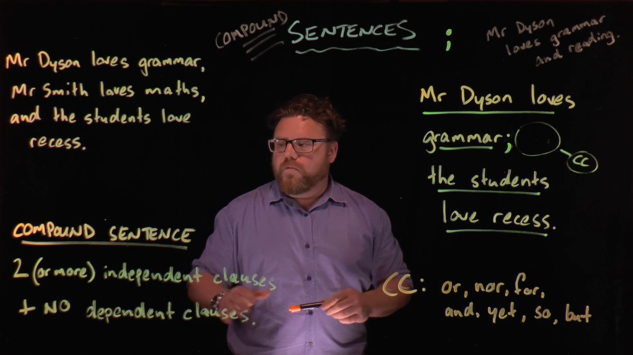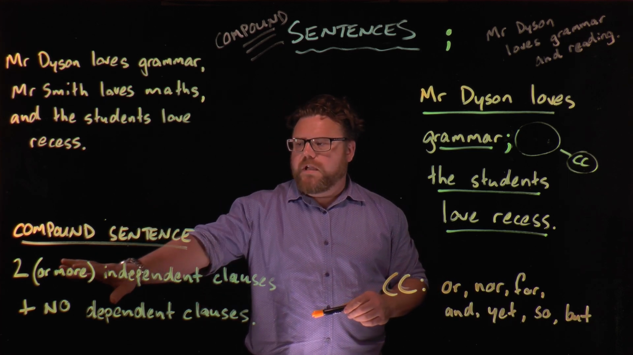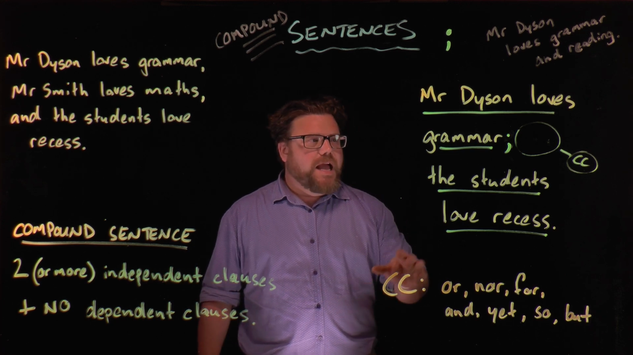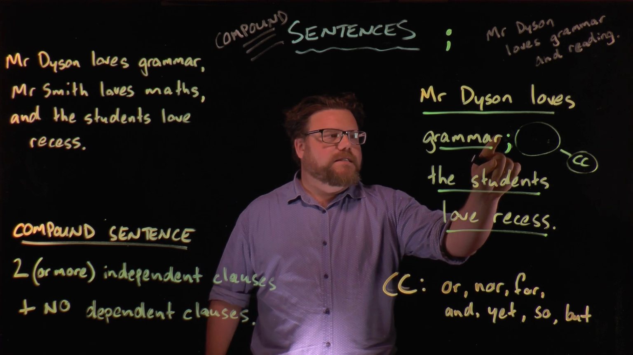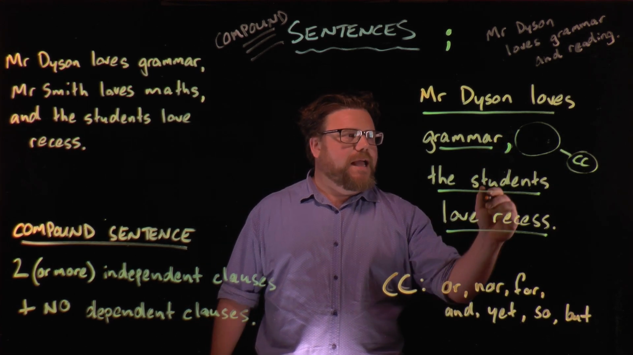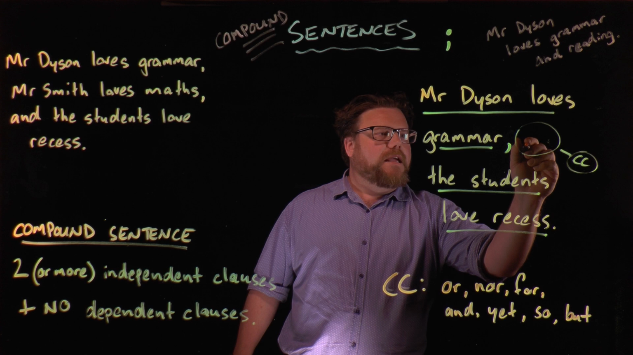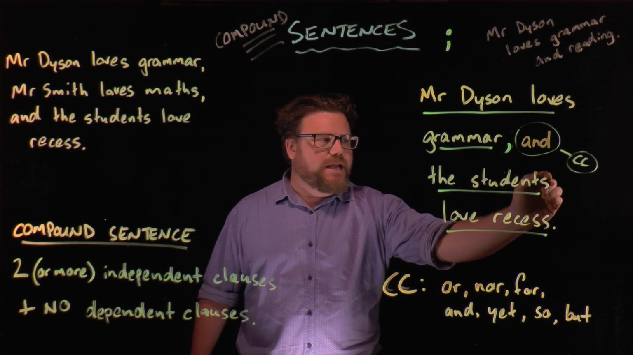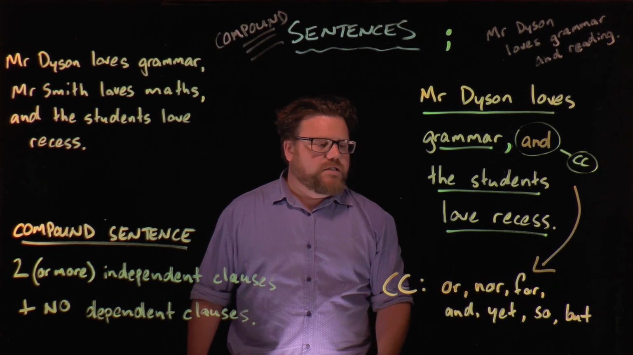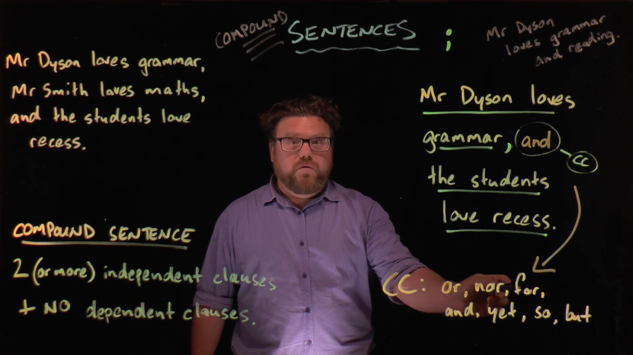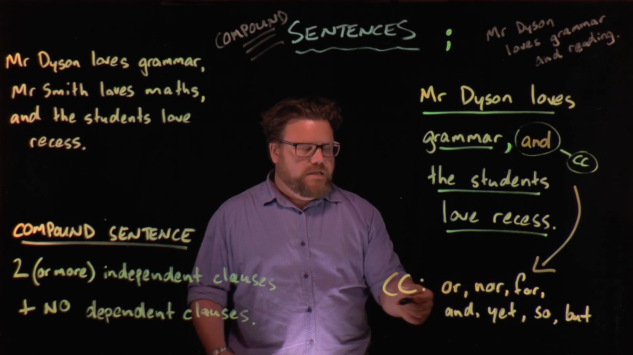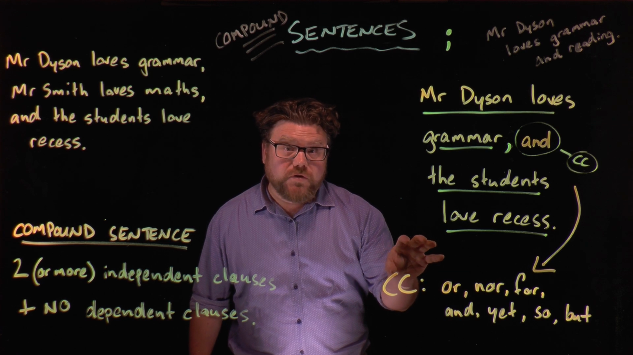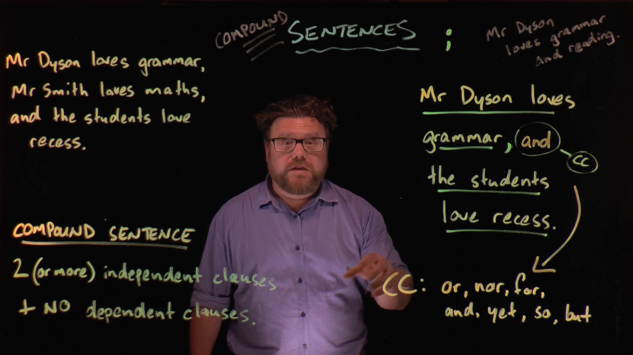So just remember the rule that if you've got a compound sentence, you're looking at two or more independent clauses and no dependent clauses, and you're linking them using a semicolon or a comma and a coordinating conjunction like and. And there are many others, coordinating conjunctions, such as or, nor, for, and, yet, so, or but. And you use the coordinating conjunction that suits what you're going to say in your sentence to help add meaning.